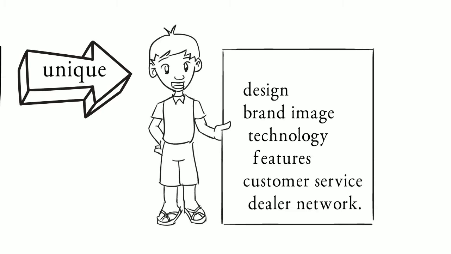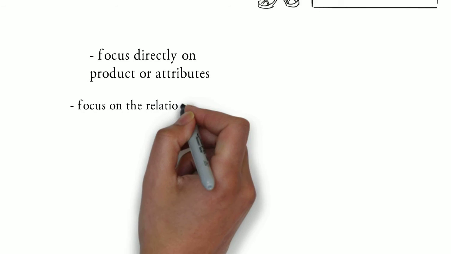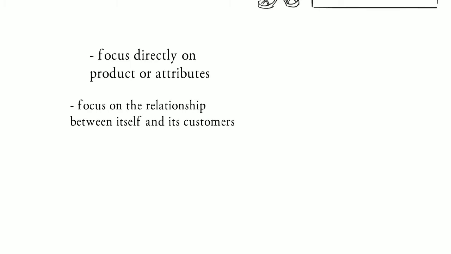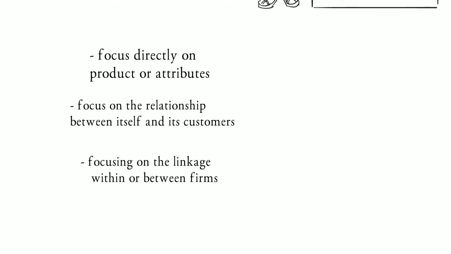Firstly, to implement differentiation, a firm may focus directly on product attributes, feature complexity, timing of product introduction, or location. Secondly, a firm may focus on the relationship between itself and its customers, for example through product customization, customer marketing, and product reputation. Finally, differentiation may be implemented by focusing on linkages within or between firms. We include linkages within functions of a firm and linkages with suppliers.